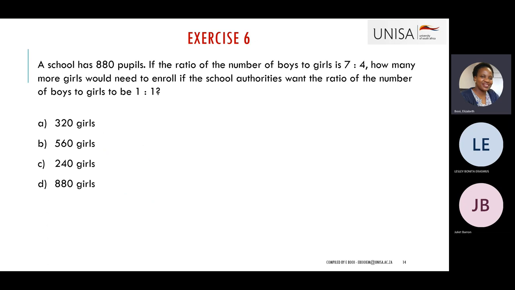The last question. A school has 880 people. If the ratio of the number of boys to girls is 7:4, always pay attention to the two. The colon resembles the same thing as the double dots, right? How many more girls would need to enroll if the school authority wants the ratio of the number of boys to girls to be 1:1? So they want the same number. How many girls and boys should be?